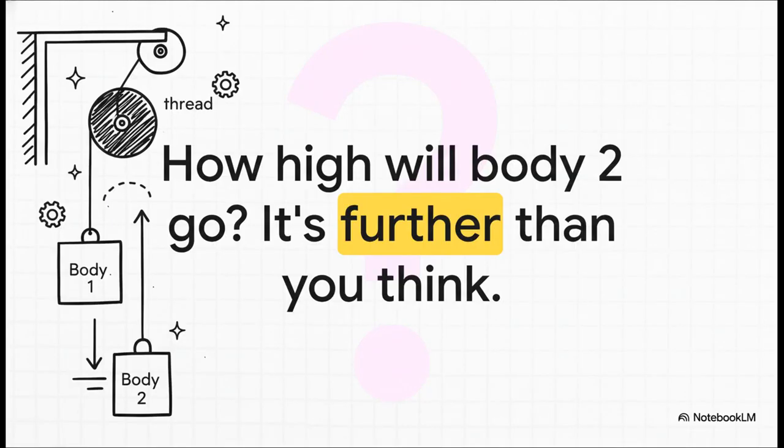Okay, so here's the deal. We've got two bodies connected by a thread. Body 1 is the heavier one, so it's going to fall. And as it falls, it's going to pull body 2 up. The question seems simple enough, right? How high does body 2 actually go? But like the slide says, the answer is probably a bit further than your first guess, and it's all because of that clever movable pulley.